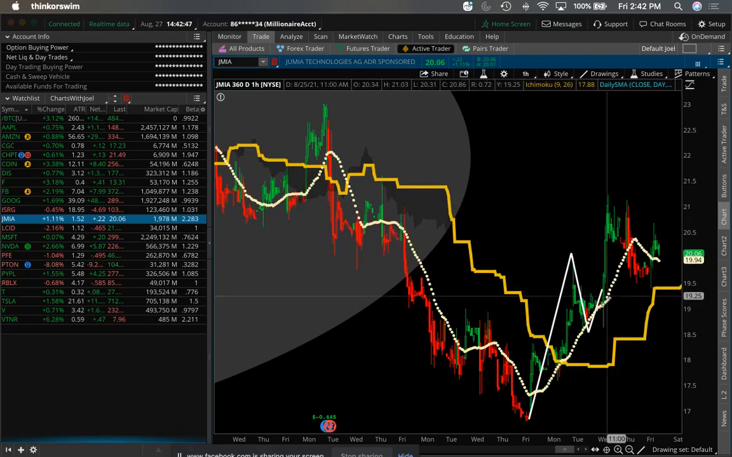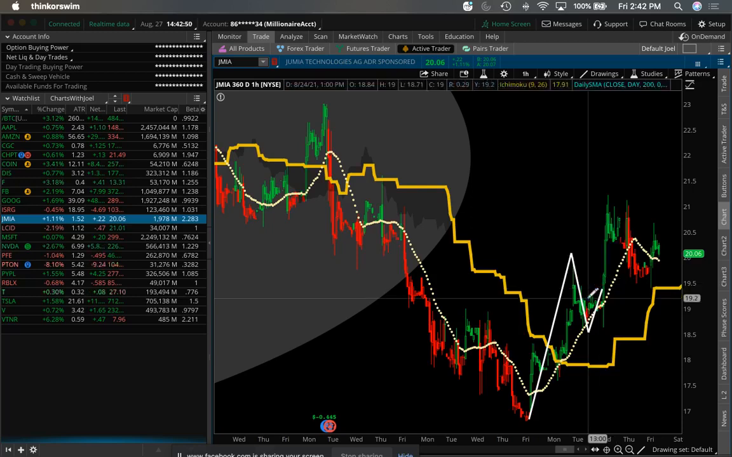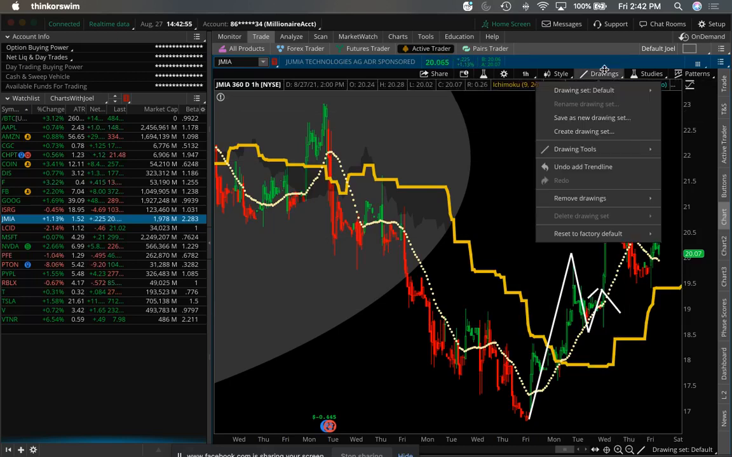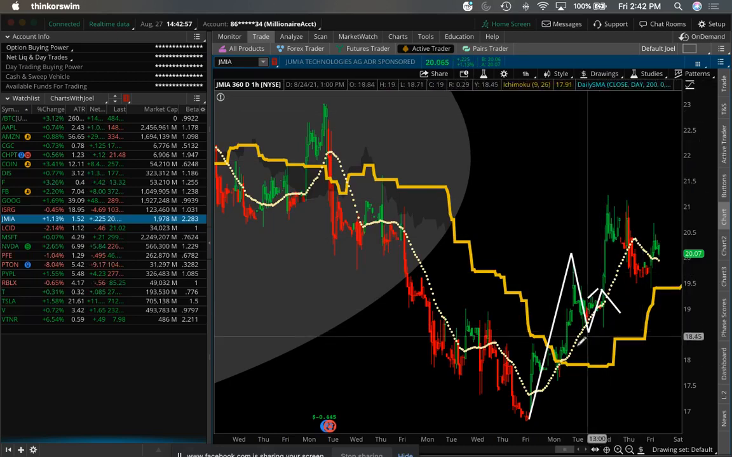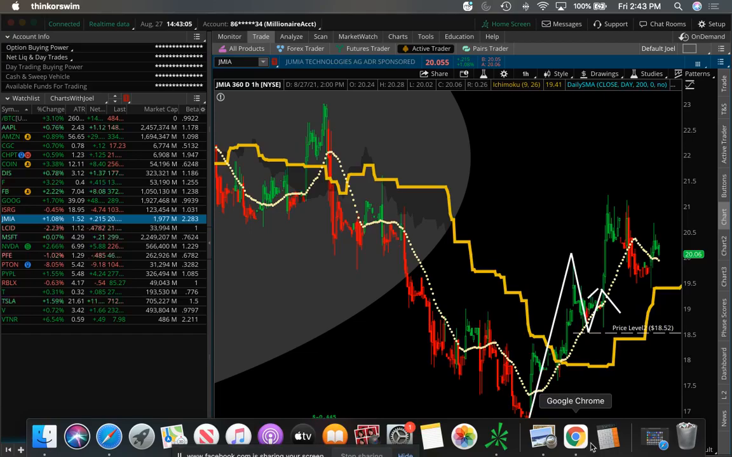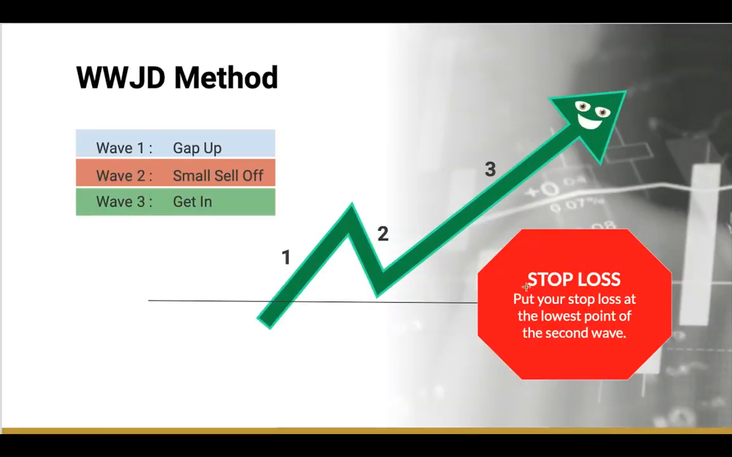And it's still bullish. Where would my stop be? Well, once I got into this trade, my stop would have been underneath the second move, 1, 2, 3. My stop would have been there. Well, Joel, that's the first time you're saying anything about your stop. No, it's not. No, it's not. This says stop loss. Where does it say put your stop loss? Put your stop loss at the lowest point of the second wave. Stop loss is put at the lowest point of the second wave.